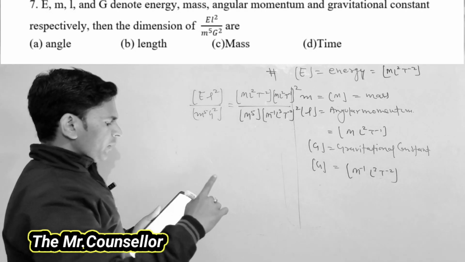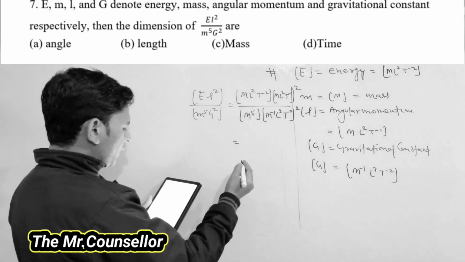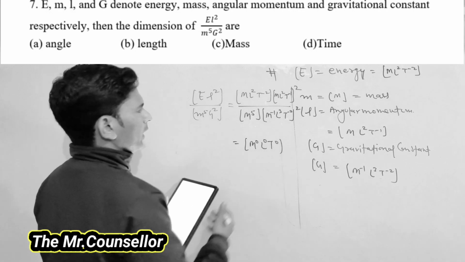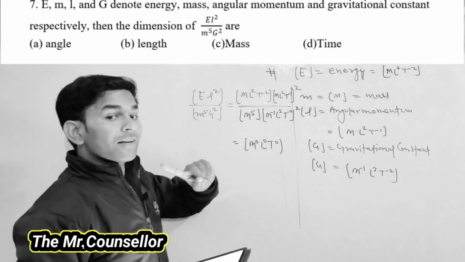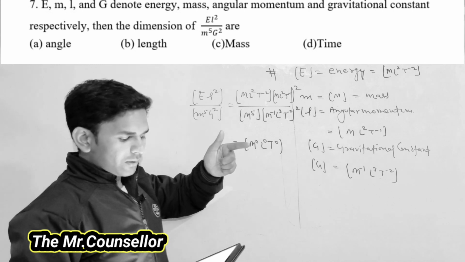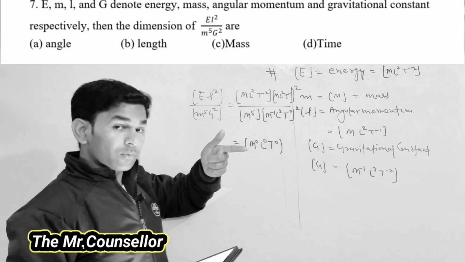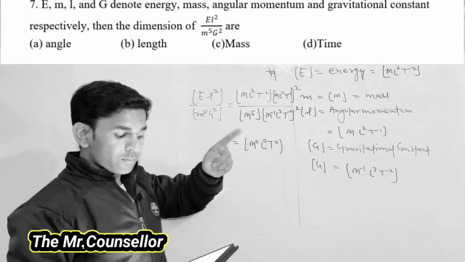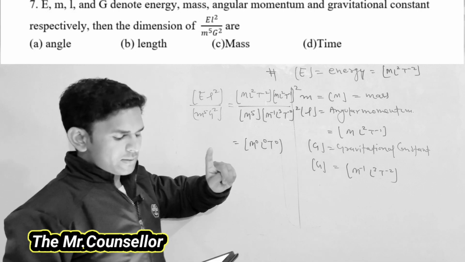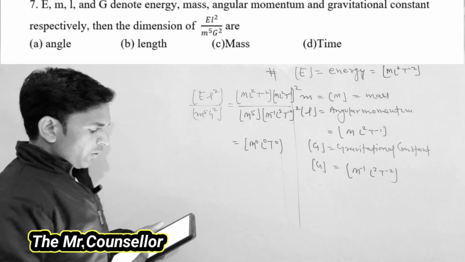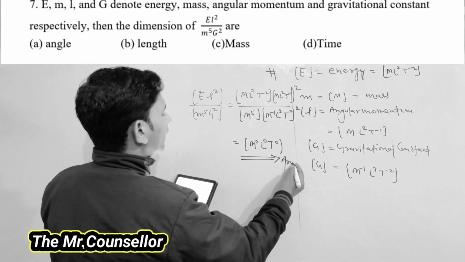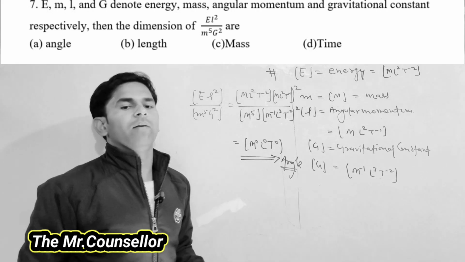When you solve all things, finally you will get m naught, L naught and T naught. Whenever you solve this one, you will get a dimensionless quantity. So which option is correct? There are four options given. Which option is dimensionless? That is angle, so that is option A. Dimensionless is only angle here.